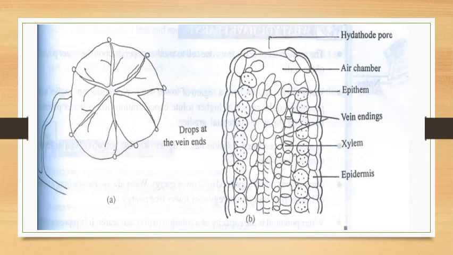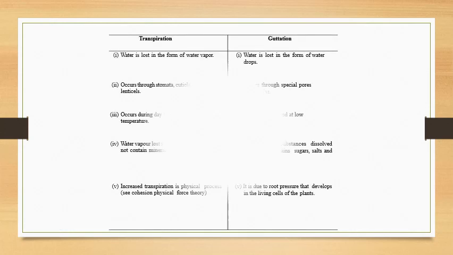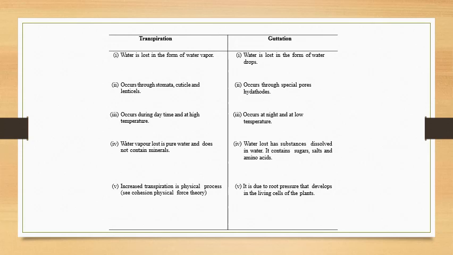Just see the figure. So, the difference between transpiration and guttation: in transpiration, water is lost in the form of water vapor; in guttation, in the form of drops. Transpiration occurs through stomata, cuticle, and lenticels, but guttation occurs through hydathodes. So please compare this table.